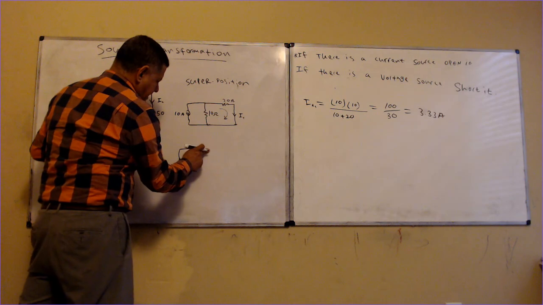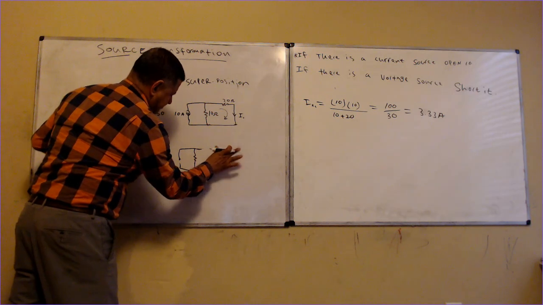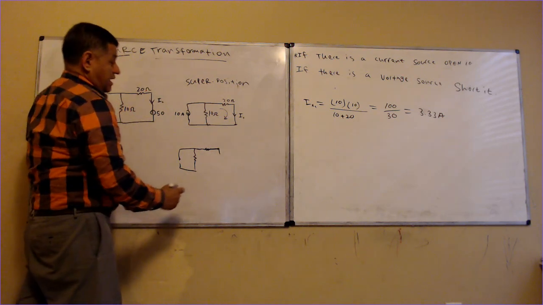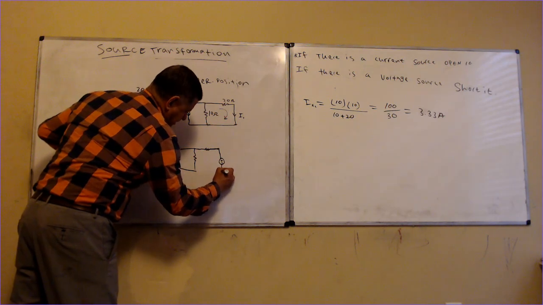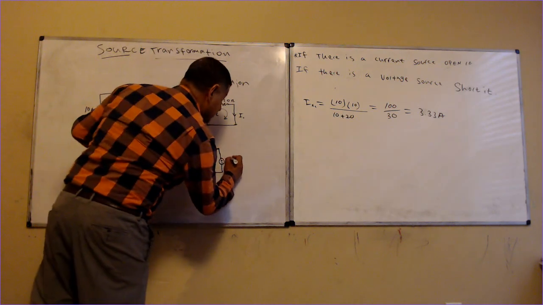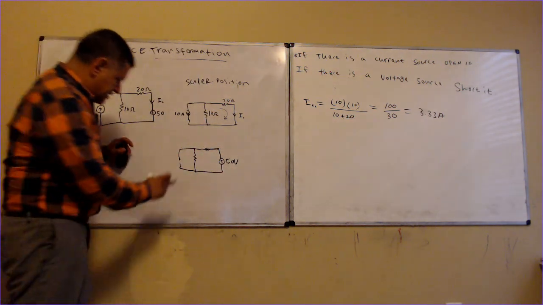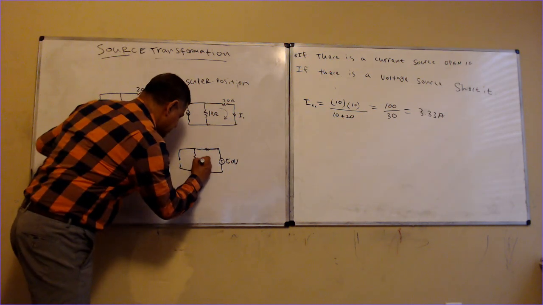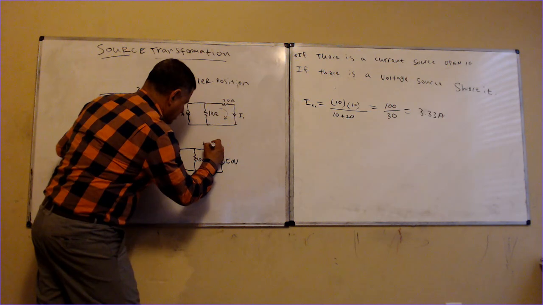Now I have another resistor, and then I have a voltage source, plus and a minus. So now this is 50 volts. Notice that this is 10 and this is 20 ohms.